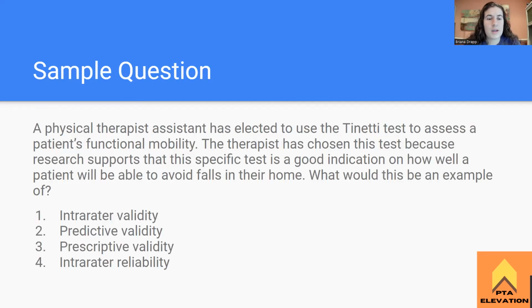All right, guys, sample question. A physical therapist assistant has elected to use the Tinetti test to assess a patient's functional mobility. The therapist has chosen this test because research supports that this specific test is a good indication of how well a patient will be able to avoid falls in their home. What would this be an example of? 1, intra-rater validity, 2, predictive validity, 3, prescriptive validity, or 4, intra-rater reliability. I'll give you guys a second to think about that.